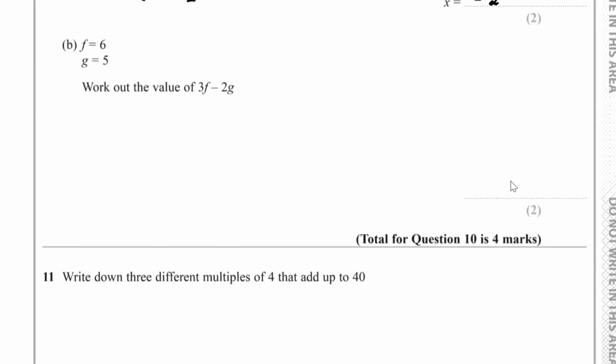For part B, we've got f, which is 6, and g, which is 5, and what we have to do is work out the value of 3f minus 2g. So we know that f is 6, we know that g is 5, so substituting these in, we've got 3 multiplied by 6 subtract 2 multiplied by 5. 18 subtract 10 is equal to 8.